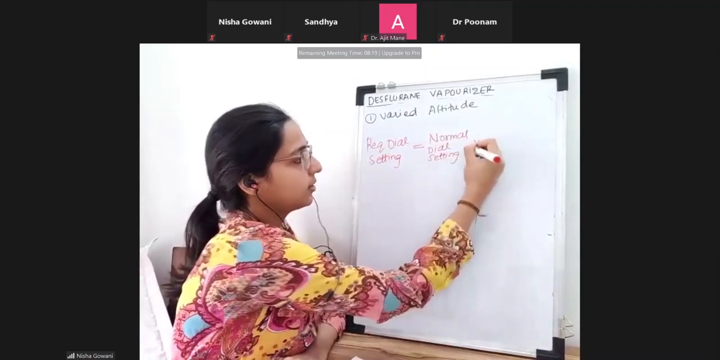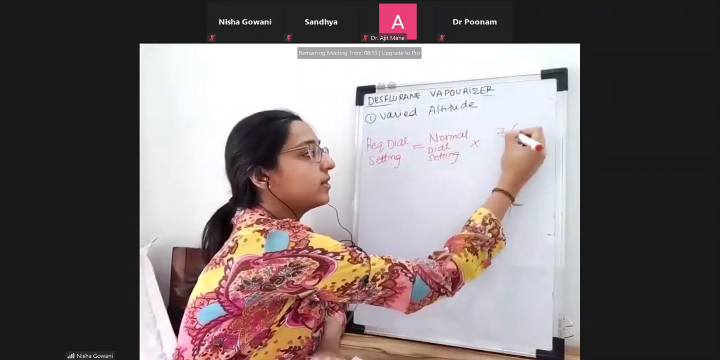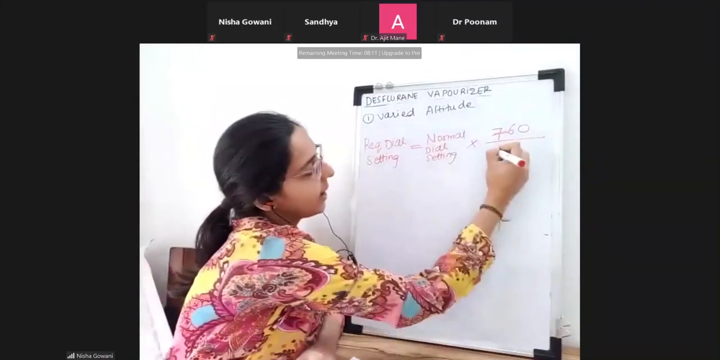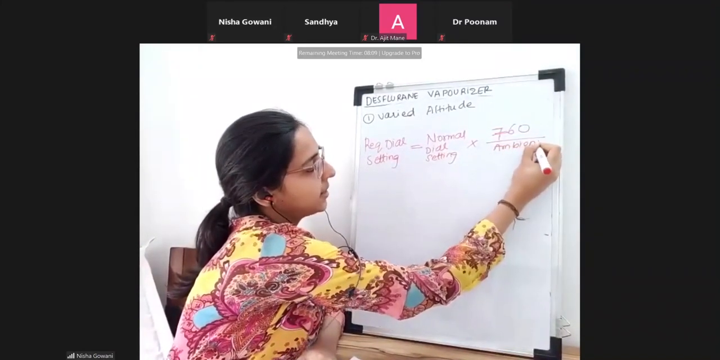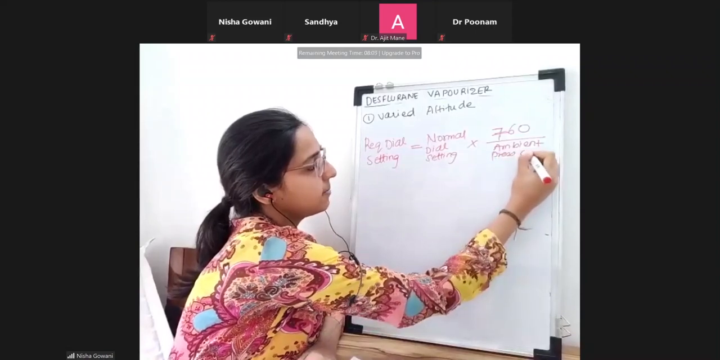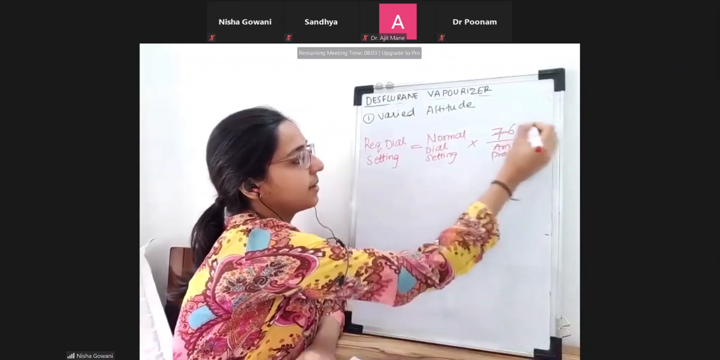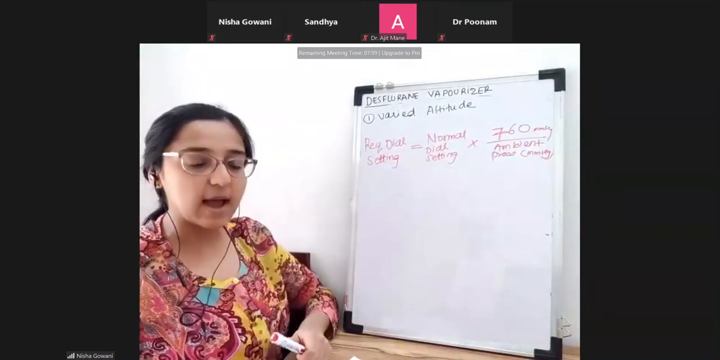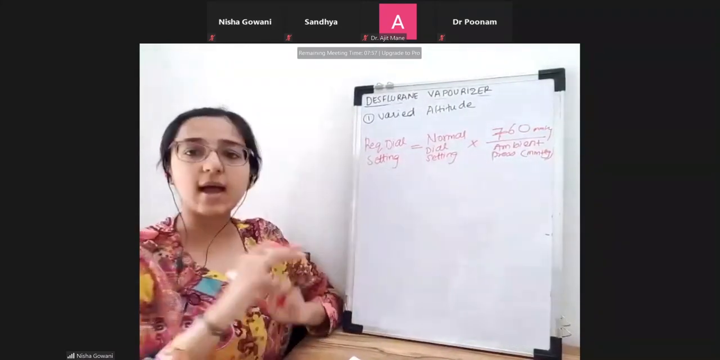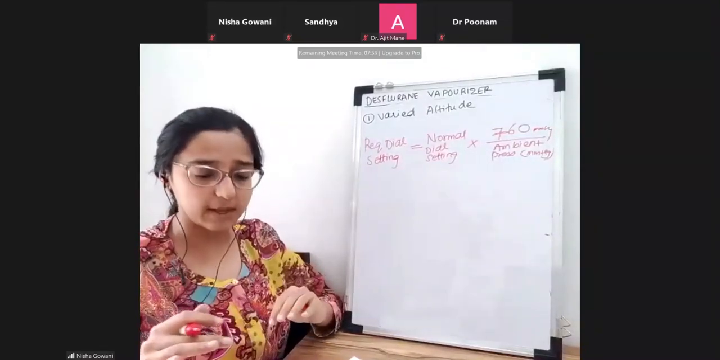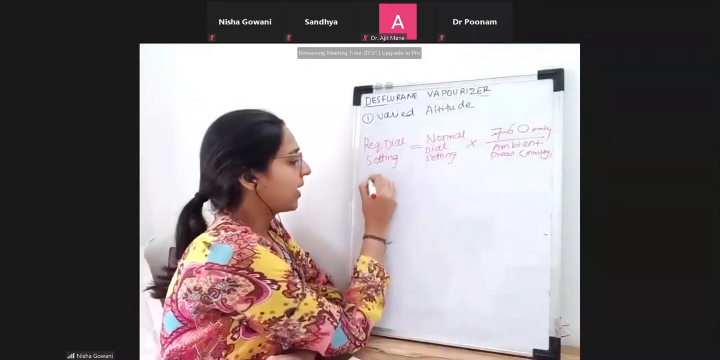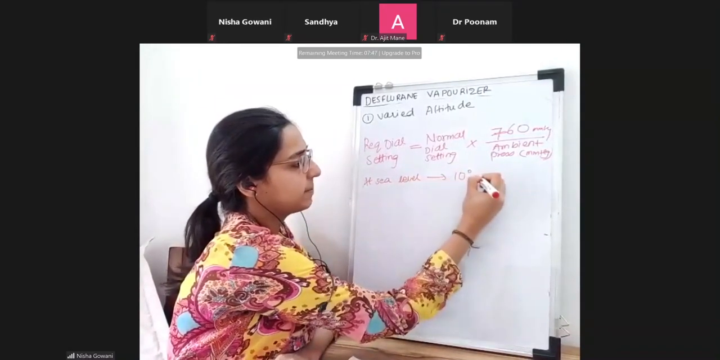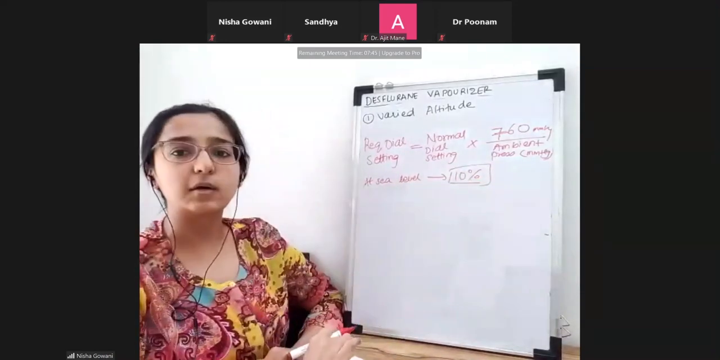Into 760, because all the calibrations of the vaporizers have occurred at 760, right? And then divided by the ambient pressure in millimeter mercury, because above also we have this in mmHg, right? So now, for example, I am putting a dial setting of 10%. I am over here at room temperature at sea level. Suppose I'm doing a case and I'm keeping a dial of 10%.